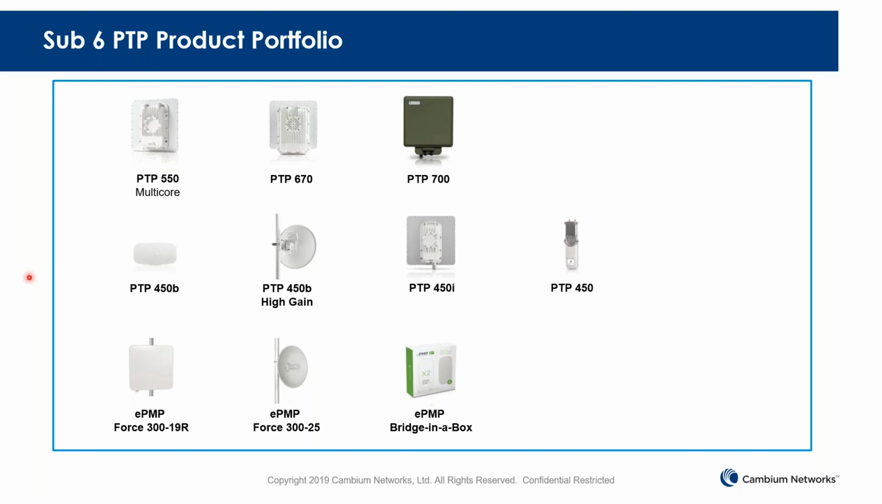Next, we come down to our ePMP platform, the Force 300-19, with 19 dBi antenna gain. It's really good for short distance point-to-point, like 3 miles, 5 miles. That's a good distance for this one. For a slightly longer distance, maybe 5 to 7 miles, we have the ePMP 4300-25. The maximum capacity for the 4300-25 and 4300-19 is 600 Mbps.